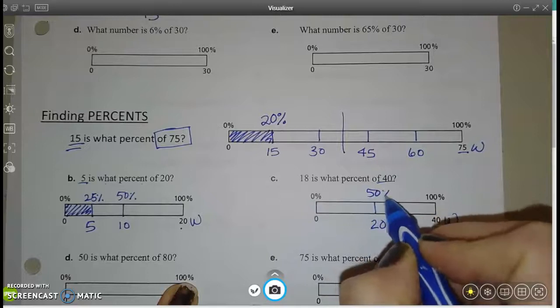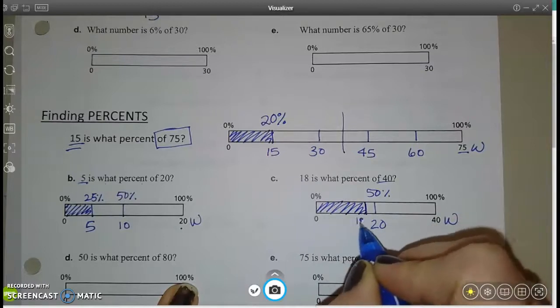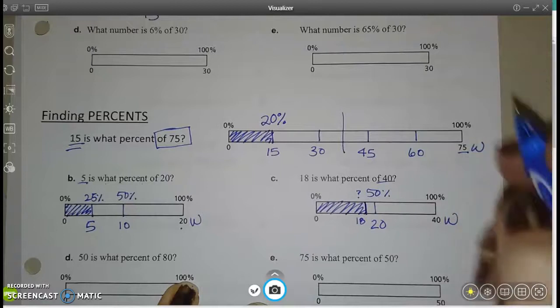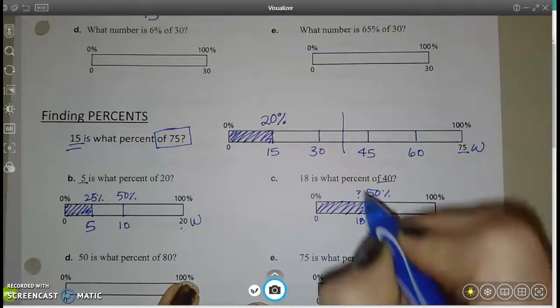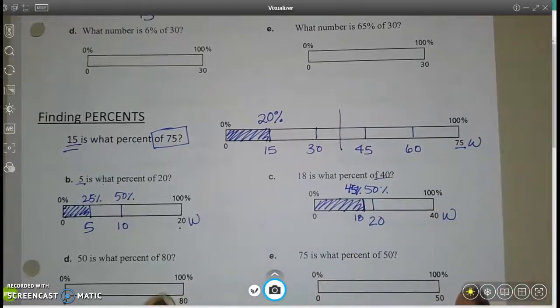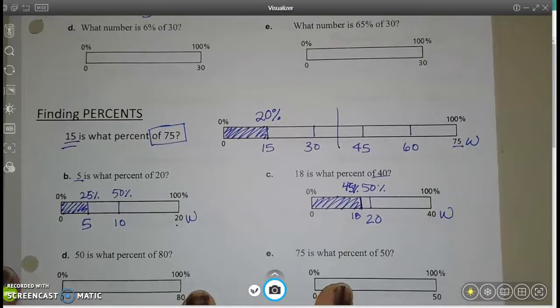That would be 50%. 18 would be close to that, right? But not quite to 20, right? There would be 18, so they want to know what percent this would be. Maybe 40, 45%. You don't need an exact calculation here. So we're just kind of picturing it. I would say 45%, just less than 50%.